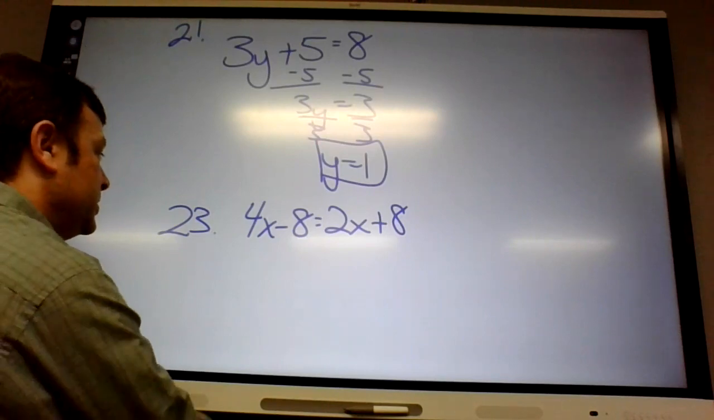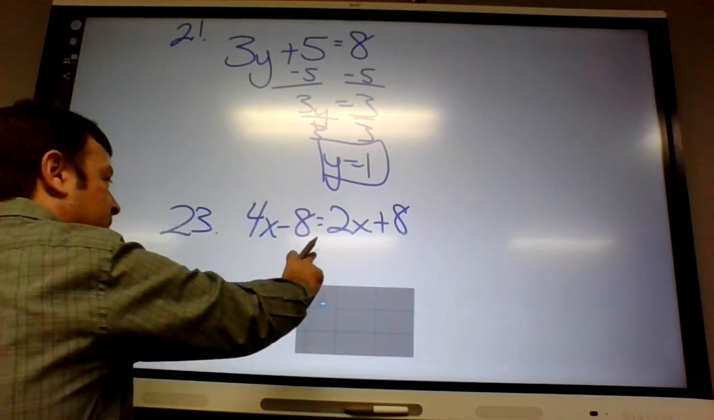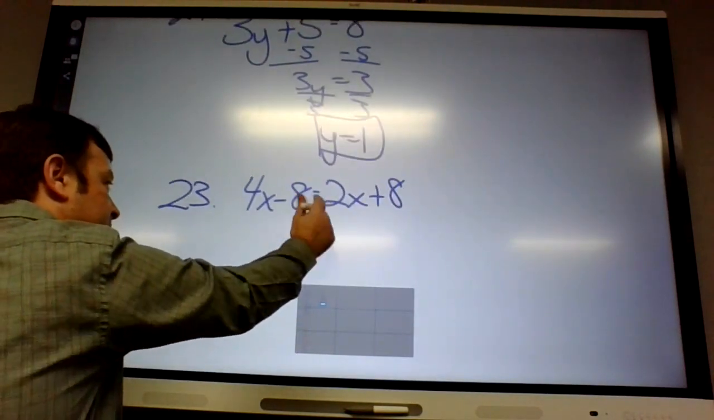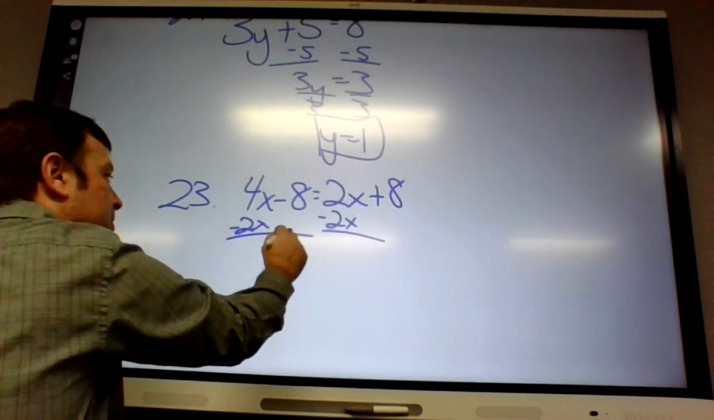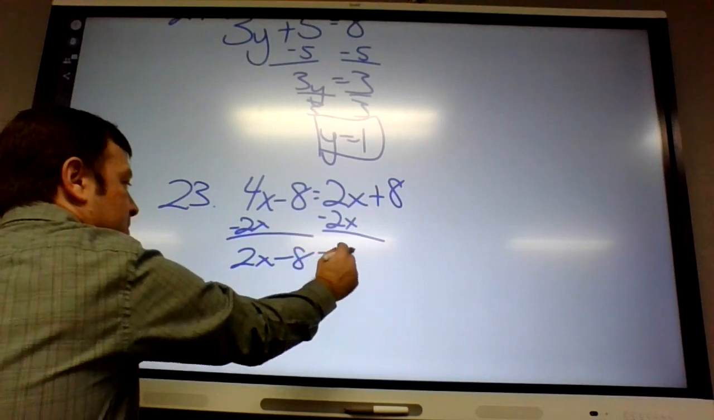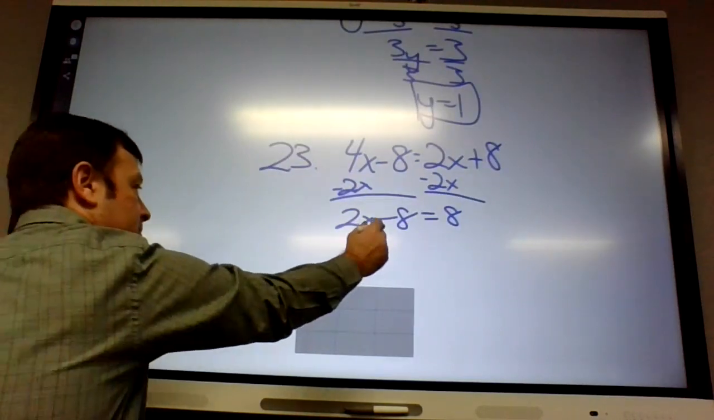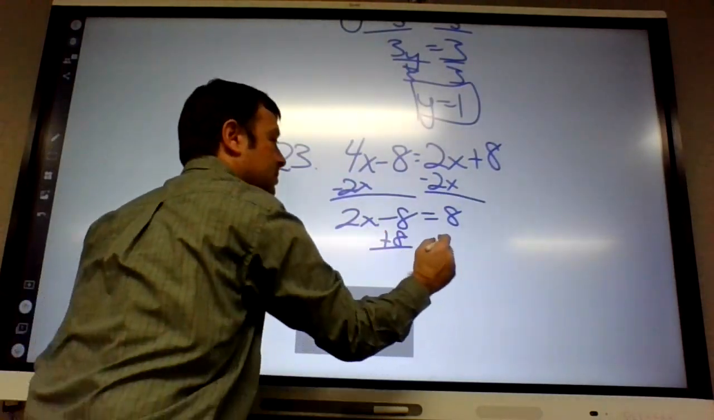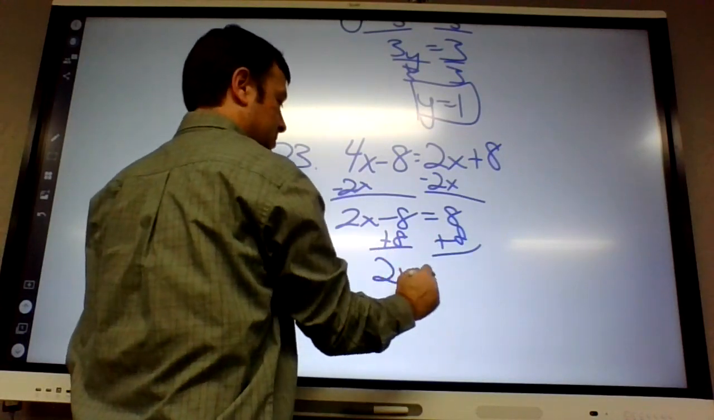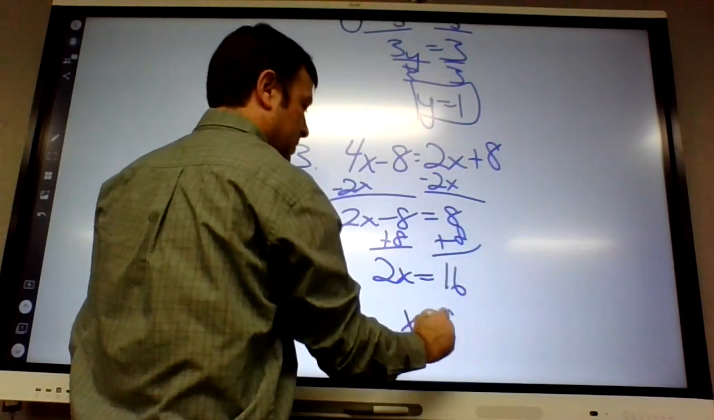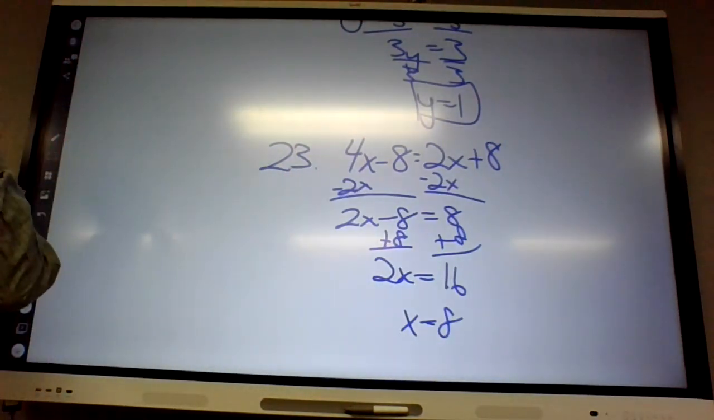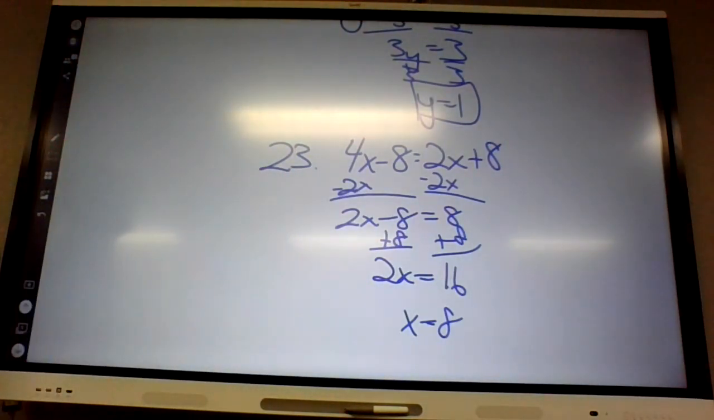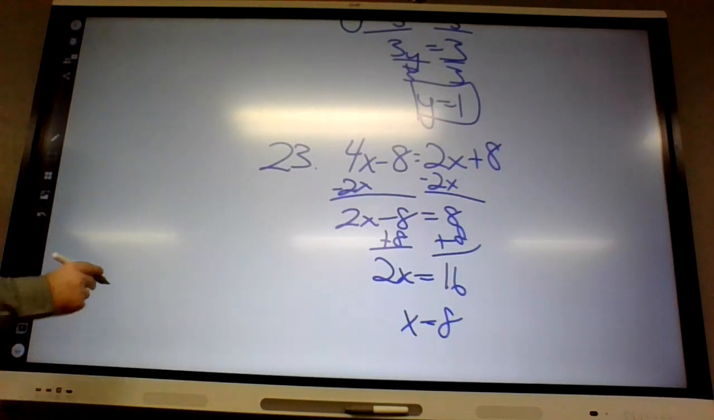Let's see. What do we do in algebra when we have x's on both sides? Subtract off one side. Okay, I got x is 8. Is that the answer? That's what I got. Well, but that's not the answer. That's just something we need.